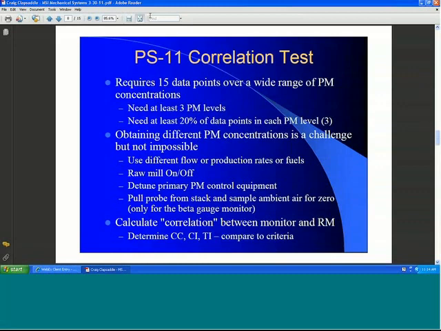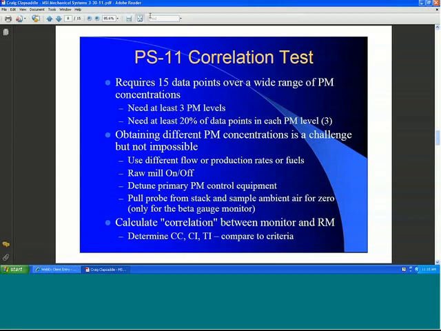Just a little bit of information about the PS11 correlation test. If you've been following particulate monitoring, you've heard about this test, and you might have heard some nightmares about it. It's not that challenging. We've done it many times and have been successful in all of ours.